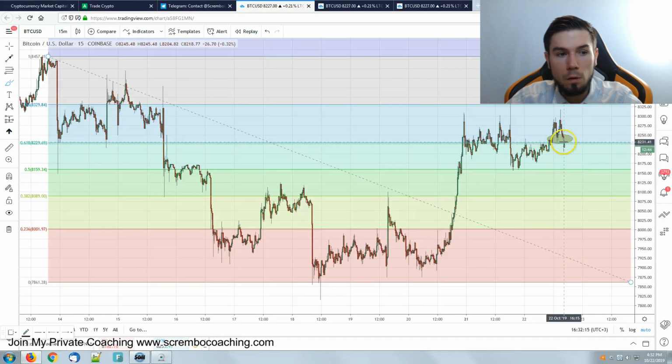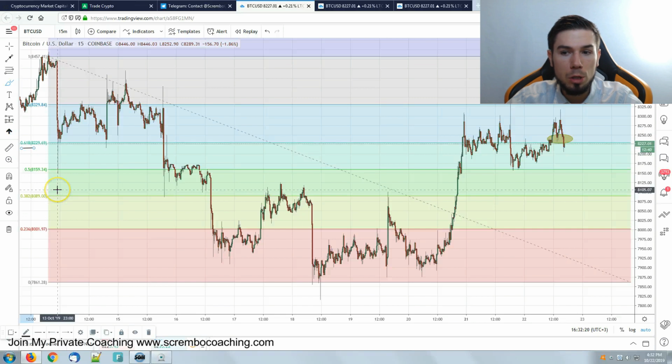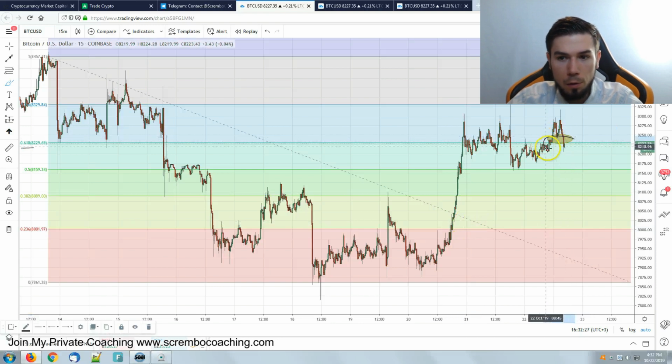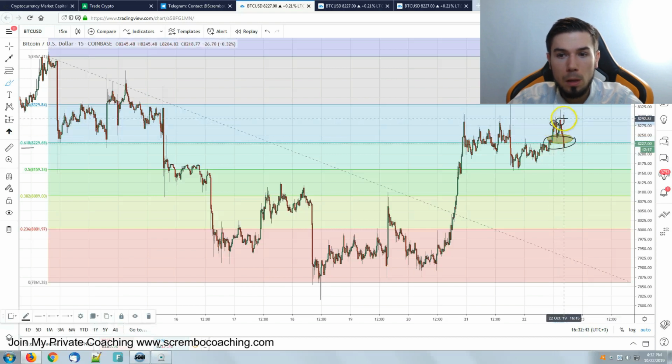I've encircled here a zone which represents the support of the 0.618 Fibonacci retracement, and that is located around $8,200, right? So anything that's around this range represents support offered by the 0.618, the green Fibonacci retracement line. Now, what happened before that is a double top pattern here, which is bearish. Right, that's the first one. Here's the second one. That is a clear bearish pattern out there.